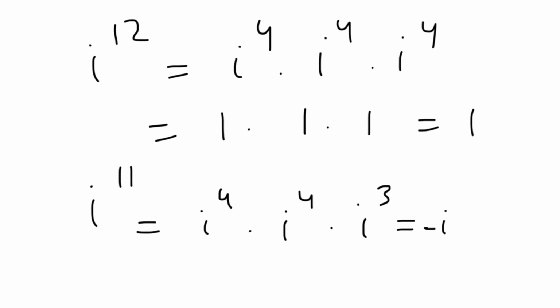But again, what is i? It is the square root of -1, and it's the beginning of complex numbers. This is the beginning of complex numbers.